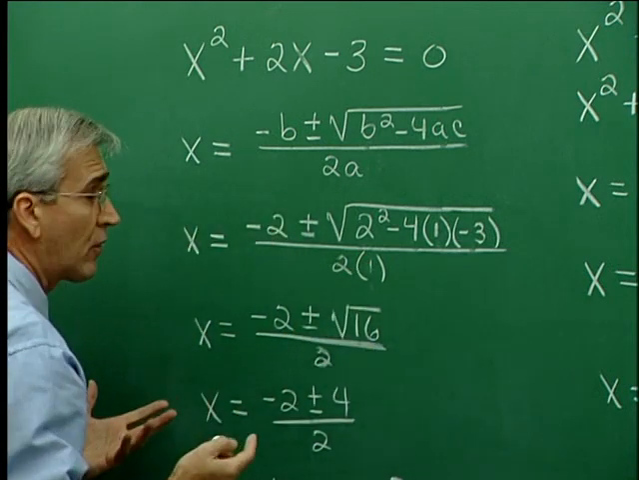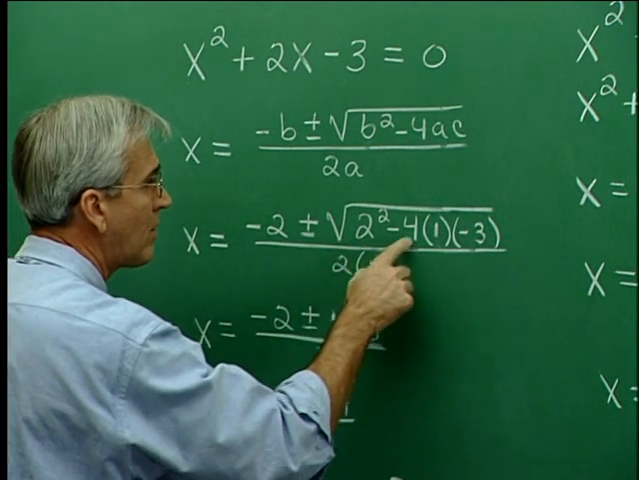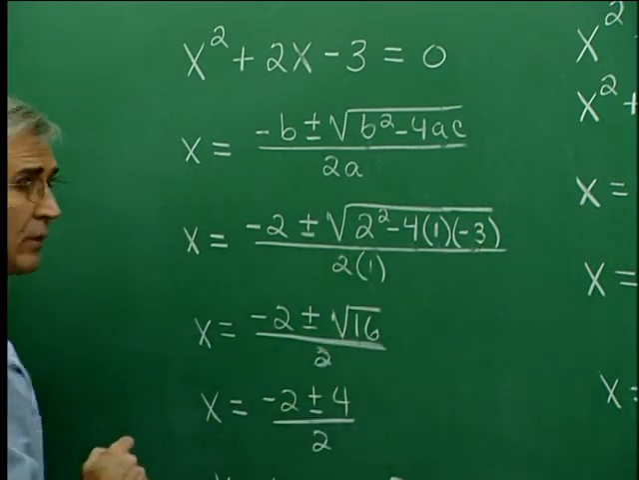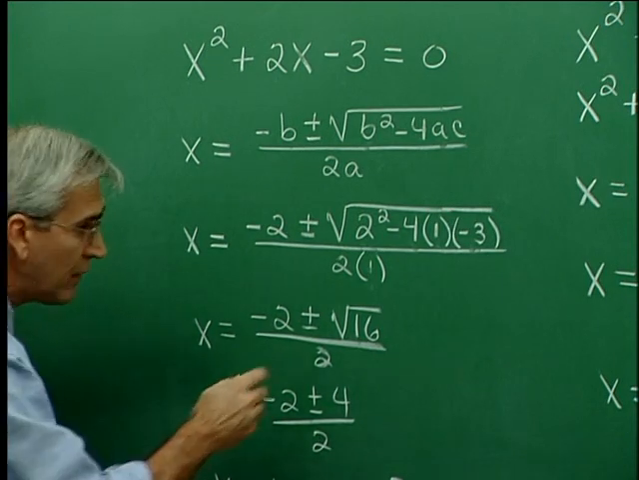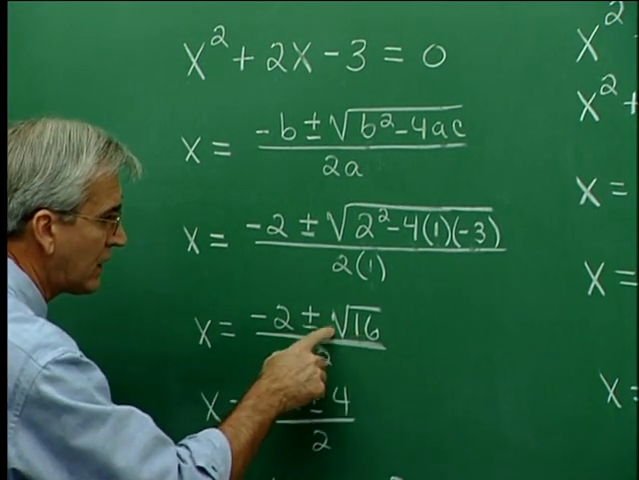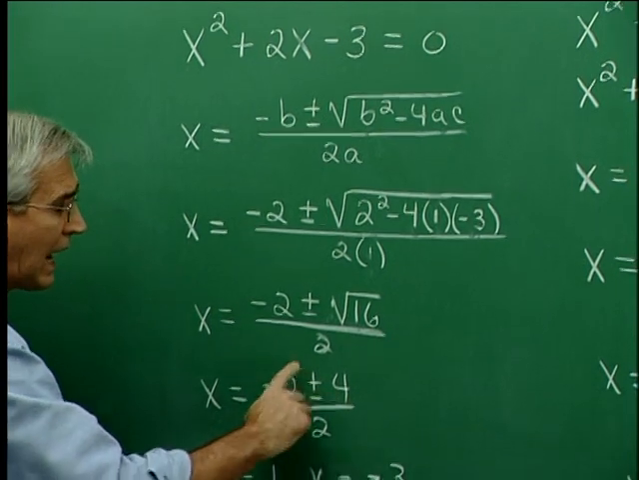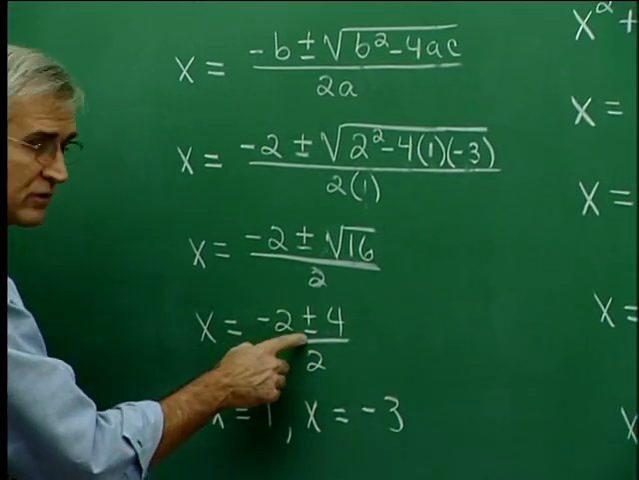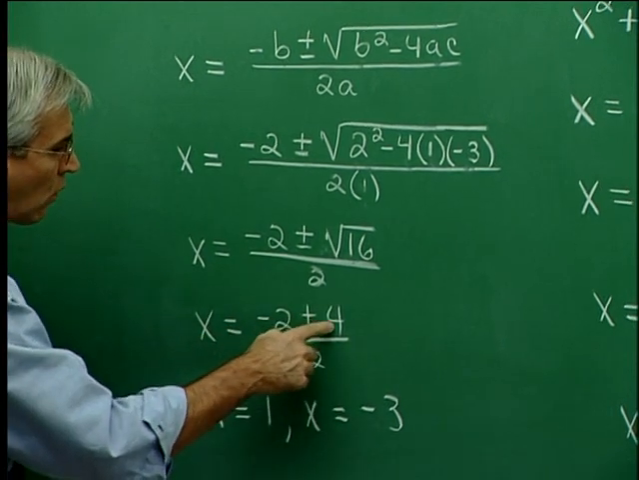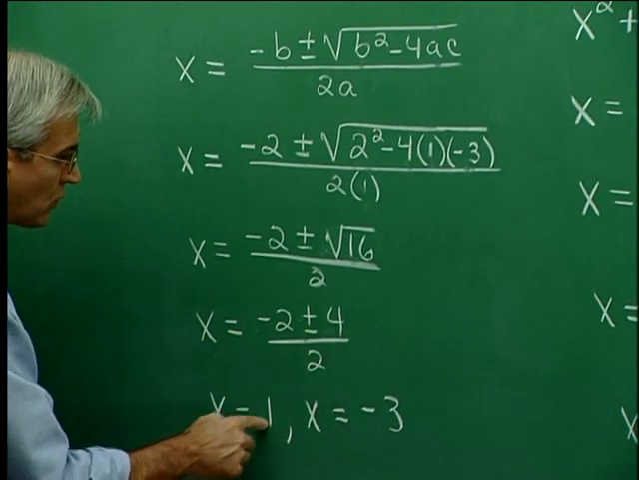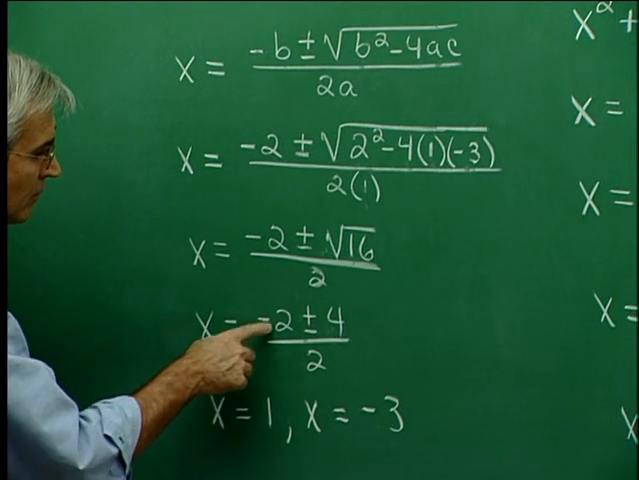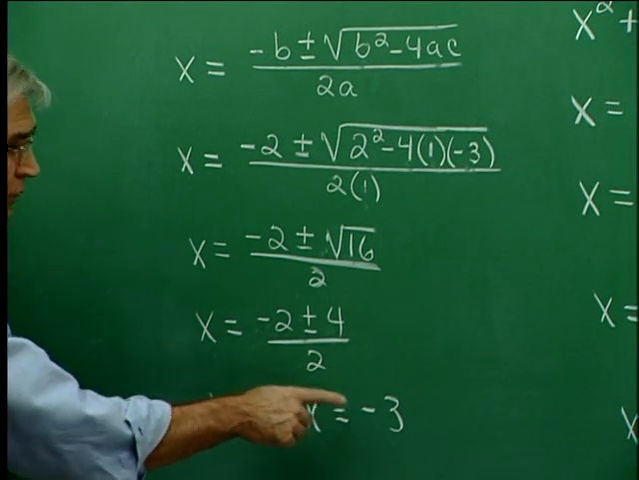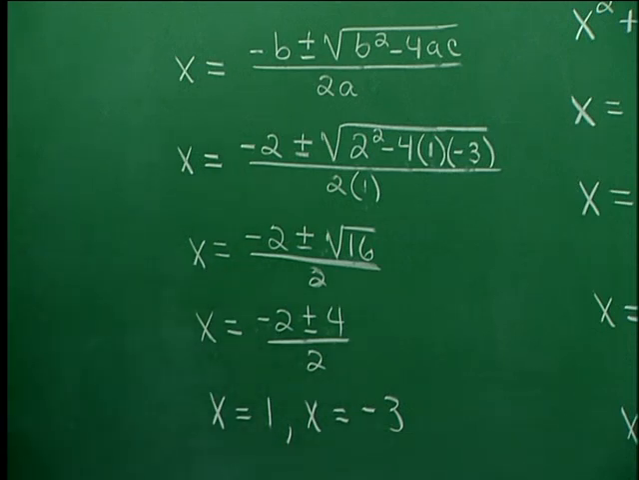Now we perform the operations indicated. 2 squared is 4. Minus 4 times minus 3 is 12. So 12 and 4 gives 16 under the radical. And fortunately, we have the square root of a square, so we can take the square root of 16 giving 4. And now we can calculate our two solutions rather easily using the plus and minus separately here. Minus 2 plus 4 would be 2 in the numerator. 2 over 2 is 1. And then minus 2 minus 4 would be negative 6 in the numerator. Over 2 would give negative 3.